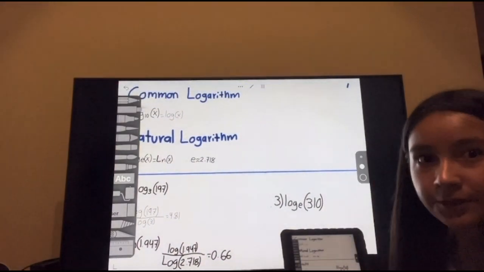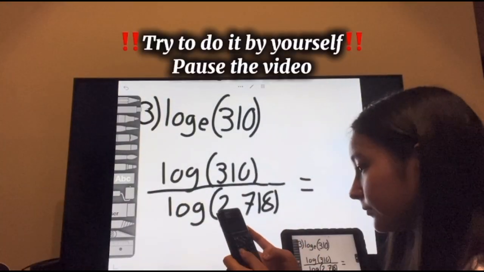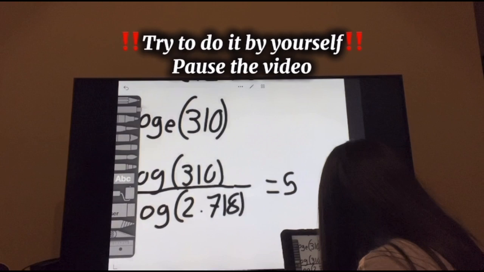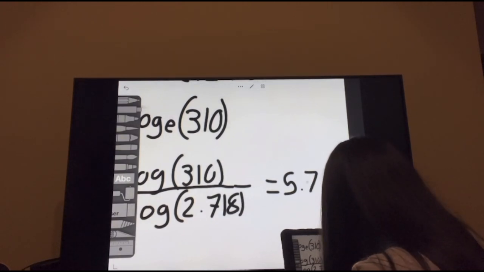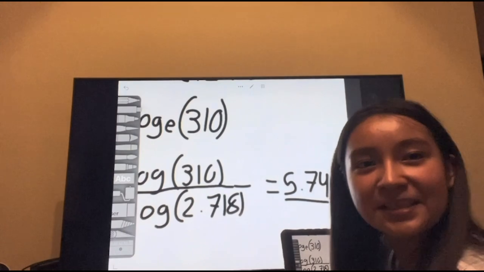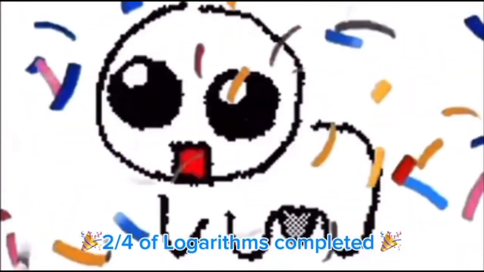And the third one. So we round it to the second decimal. So it is like this. And that's it. It's so easy. You can do it by yourself.